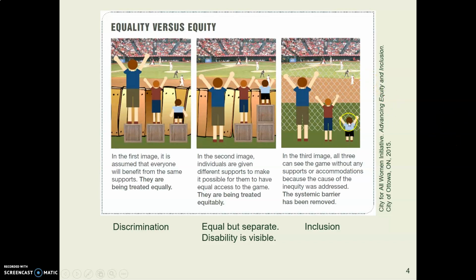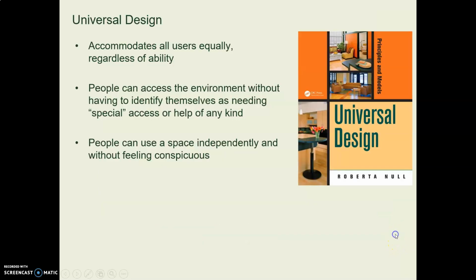In the third picture, the designer has removed the fence and the boxes and put up a fence that everybody can see through. Now, maybe you like chain link fence and maybe you don't, but the point of this picture is that everyone can walk up to the fence without help. Nobody has to lift anybody up, and everyone can see through the fence, and nobody has to be pointed at as being different. And that's an idea called universal design.